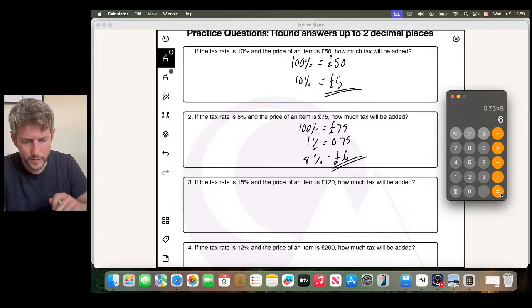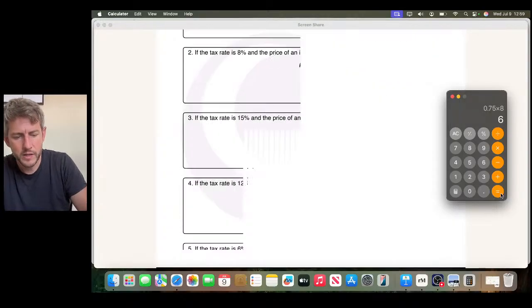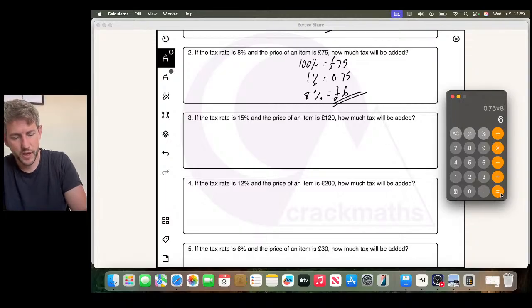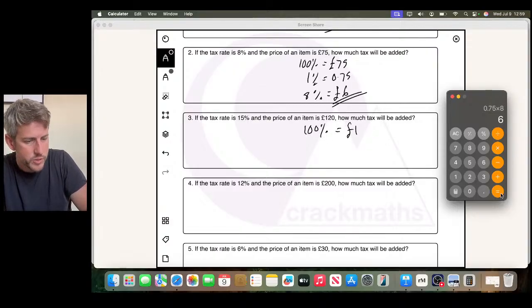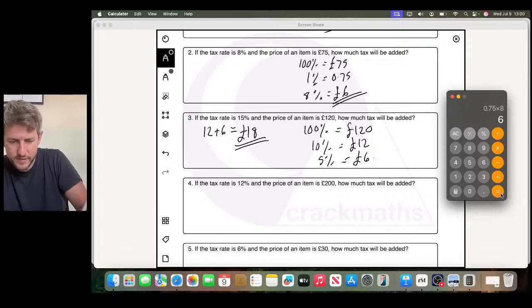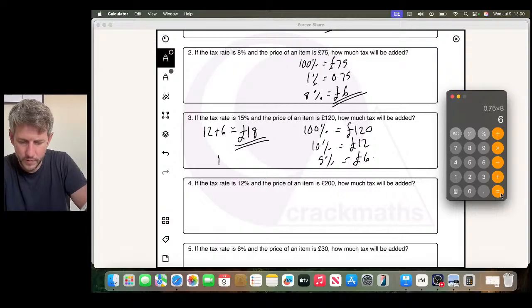There we go, so that'll be £6 added. Here we go, right. So this one, if the tax rate is 15% and the price of an item is £120, how much tax will be added? So here we go, this time we can use non-calculator method. So 100% is £120, 10% equals £12, 5% equals £6. Okay, 12 add 6 gives us 15%, so that will be £18, and that will be the answer. So 15% equals £18. I'll write that again here, 15%.